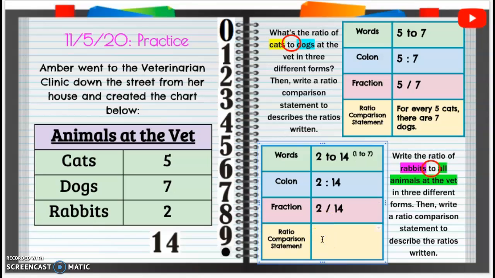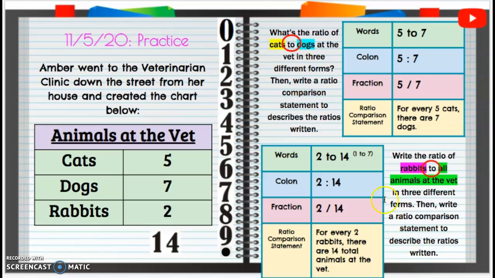Now, ratio comparison statement. For every blank, there are blank. All right, so for every 2 rabbits, because the rabbits were first, and we know there are 2 of them. For every 2 rabbits, there are, well, what are we comparing to? All animals at the vet, and how many were all of them? 14. So for every 2 rabbits, there are 14 total animals at the vet.